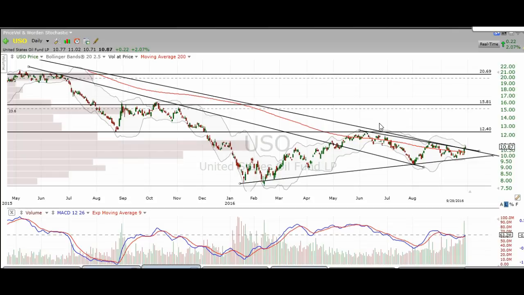We're going to take a look at the oil chart here via USO so that we can get some option players in here as well. And I just like to watch the USO chart. So let's take a look at it.